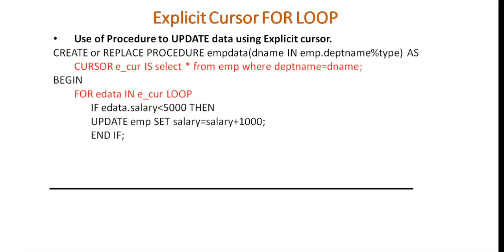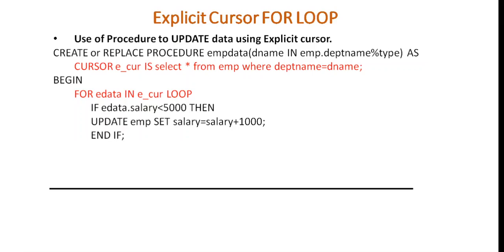Now see, what is the purpose of this procedure? First we are fetching data from the table, then we are checking the salaries of employees, and if the salary of an employee is less than 5000, then we are incrementing that salary by 1000. So ecur is the name of the cursor which is used to store data from the table, and edata is an index variable which is pointing to rows that are stored in the cursor. We are checking whether the salary of any employee is less than 5000, and if it is, then increment that salary by 1000.